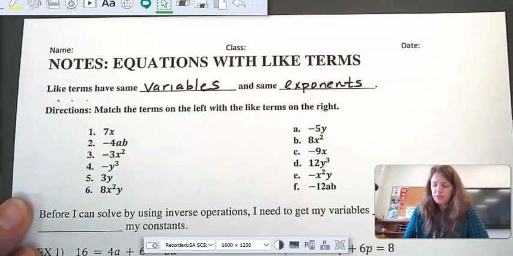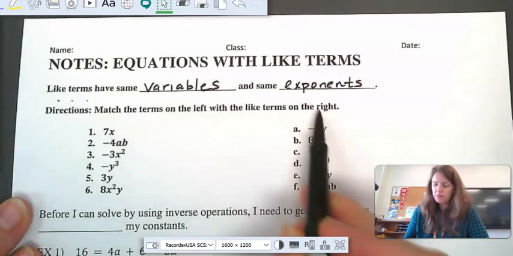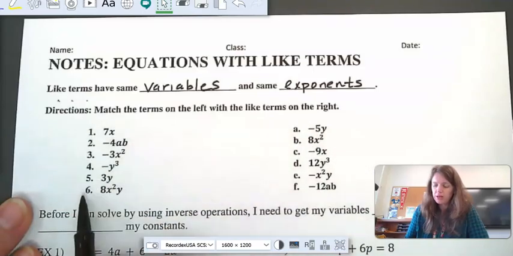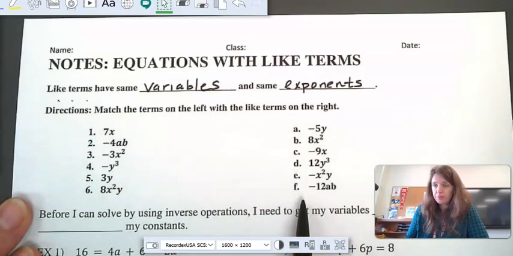So if we look at some examples down at the bottom, if we start with number 1, it says match the terms on the left, that's these terms, with the like terms on the right, that's these terms. So the letters and the numbers. So we have 7x, and we're looking for a term over here that could be like with it.